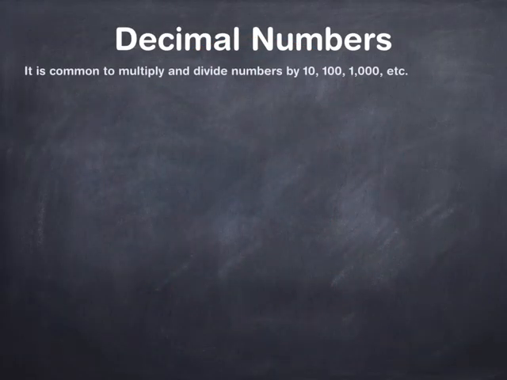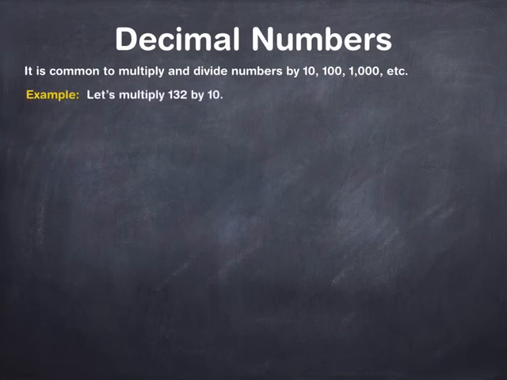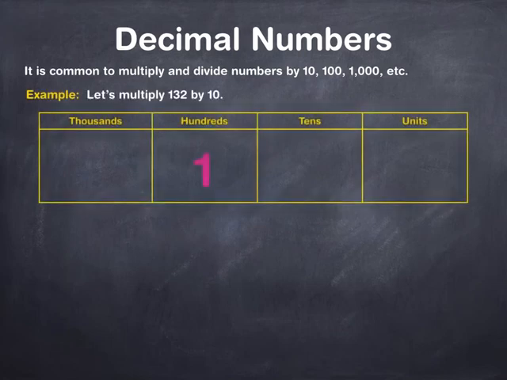Decimal numbers. It is common to multiply and divide numbers by 10, 100, 1000, and so on. Example, let's multiply 132 by 10.